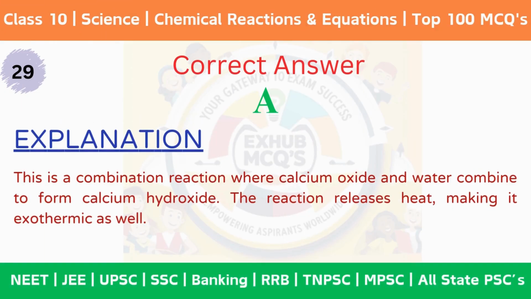The correct answer is option A, combination reaction. Explanation: calcium oxide and water combine to form calcium hydroxide in an exothermic reaction that releases heat. This process is commonly used in whitewashing.